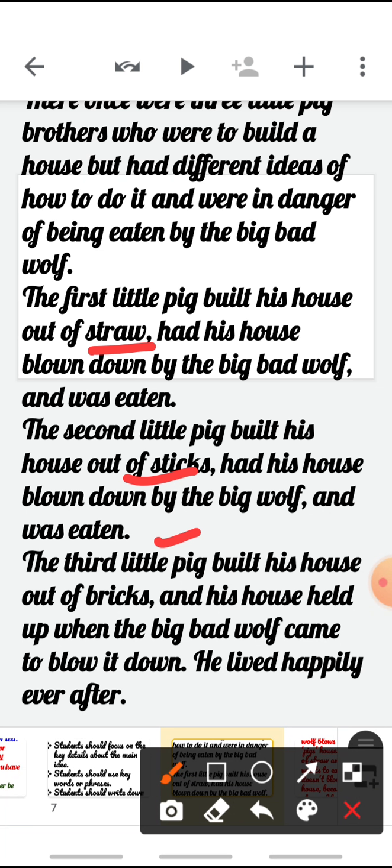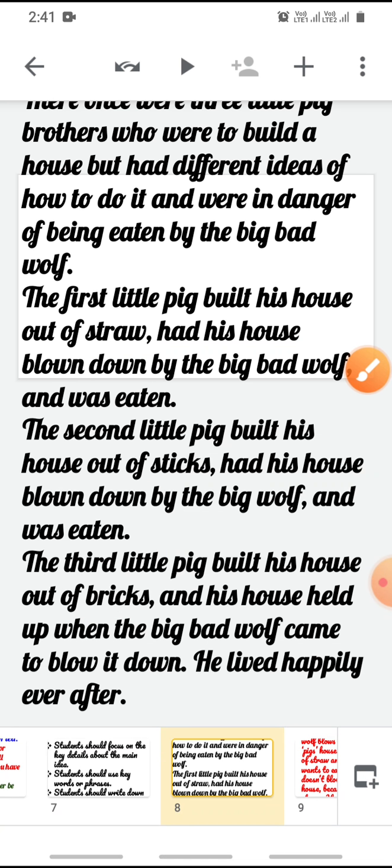Now the third little pig built his house out of bricks, and his house held up when the big bad wolf came to blow it down. So the third little pig's house was very strong because he built his house out of bricks. So the bad wolf could not blow down his house, and the third little pig was safe as the bad wolf couldn't eat him. So the third pig lived happily ever after.